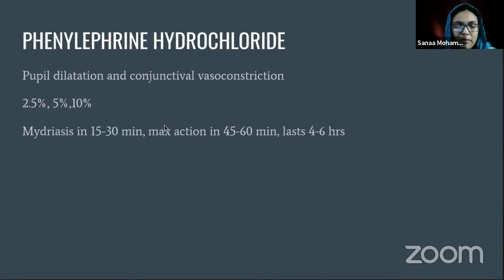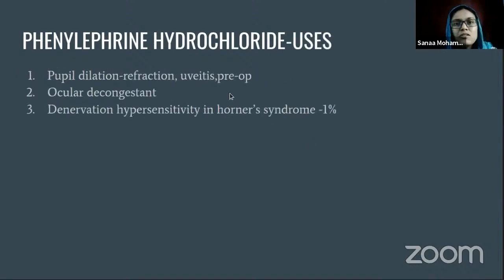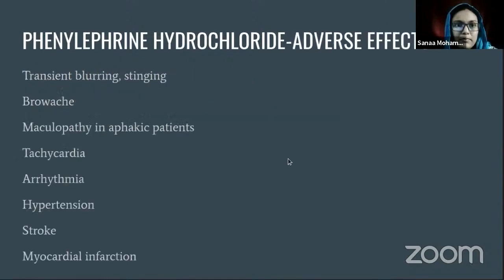Phenylephrine hydrochloride produces both pupil dilatation as well as conjunctival vasoconstriction. It is present in concentrations of 2.5%, 5%, and 10%. Mydriasis occurs in 30 minutes, maximum action in 1 hour, and lasts for about 4 to 6 hours. It is used to induce pupil dilatation for purposes of refraction, uveitis, and before your surgeries. It is also used as an ocular decongestant very commonly and helps detect denervation hypersensitivity in Horner syndrome when you use a dilute 1% solution.